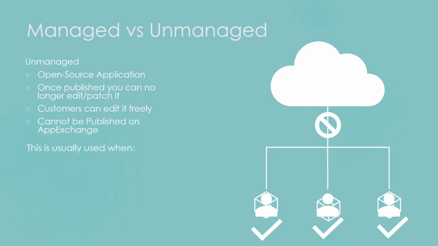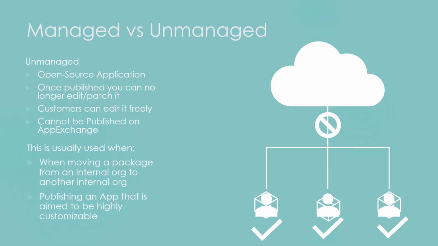An unmanaged package is usually used when moving a package from an internal organization to another internal organization. So this can be used for internal app development. This can also be, as I mentioned earlier, publishing an app that is aimed to be highly customizable or tailor-made for a specific customer. So all in all, that's an unmanaged package.